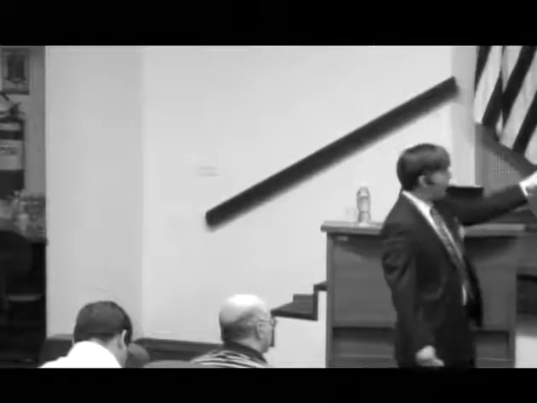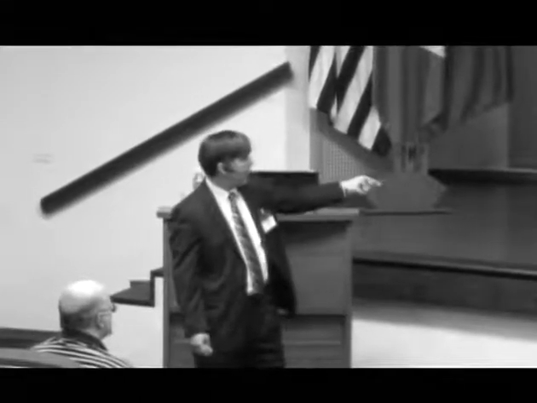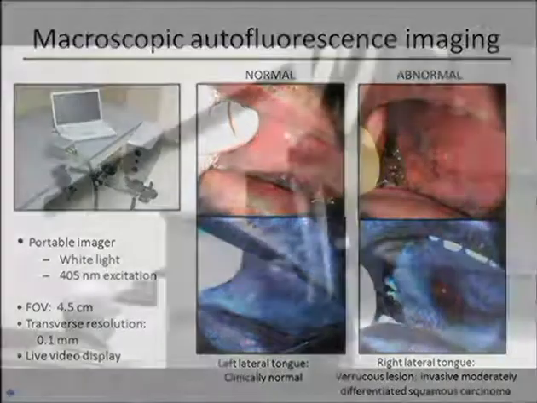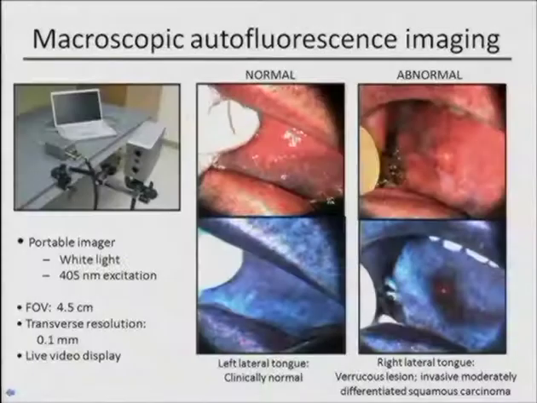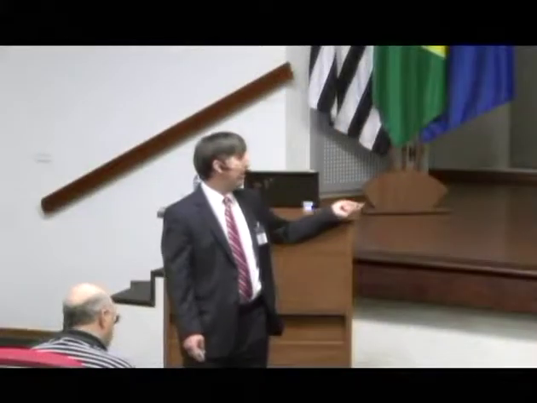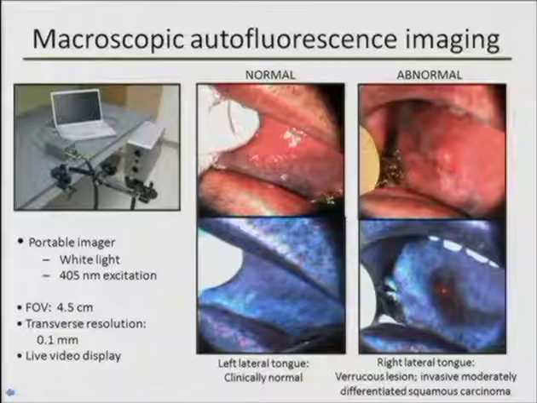And you can see here what normal and abnormal tissue look like under white light and then under autofluorescence imaging. Again, this is without any contrast agent. This is just the natural tissue autofluorescence. So here on the right lateral tongue, you see a moderately differentiated cancer with a characteristic loss of blue-green autofluorescence and a little bit of the reddish porphyrin fluorescence at the center of that lesion.